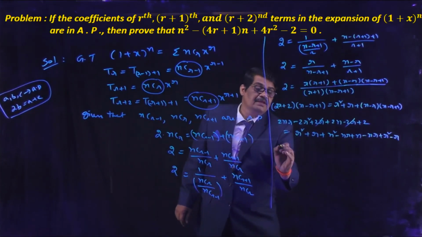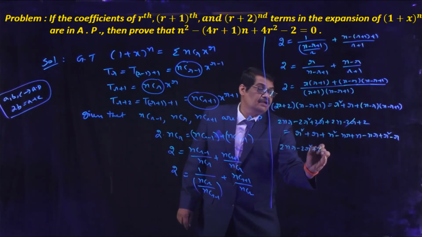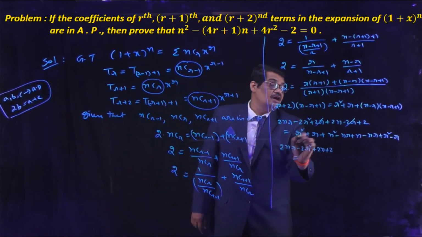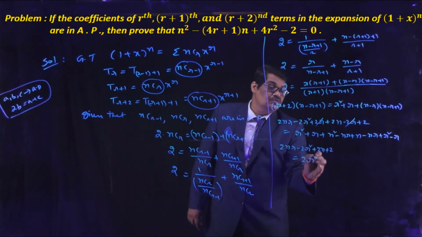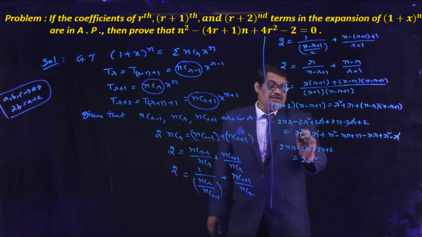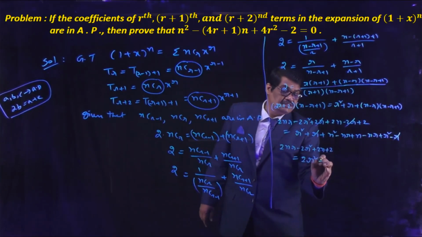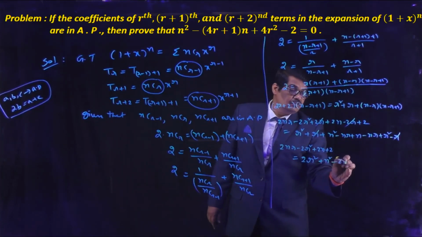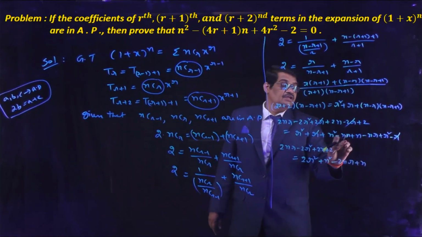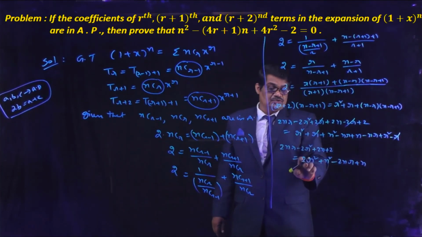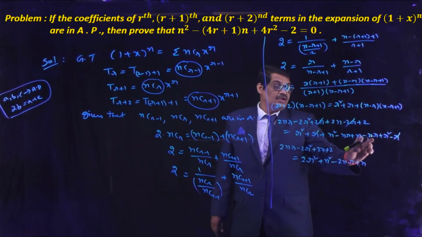Now we are writing the LHS: 2nr minus 2r square plus the remaining terms 2n plus 2. This is the LHS. And what is the RHS? Here r square plus r square is 2r square, and plus r and minus r cancel. So 2r square plus n square, minus nr minus 2nr, plus n. Okay, 2r square plus n square minus 2nr plus n.